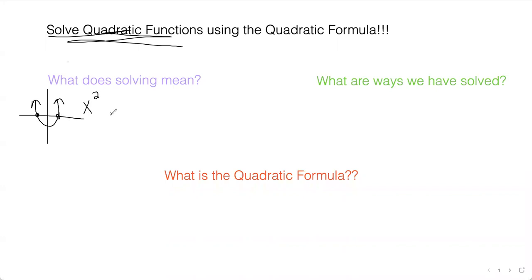Okay, and remember, there's 2 other options. You could have a parabola that only crosses 1 time, and it just sits right on the x-axis. So that has 1 solution. And then we could have a parabola, and it's not that it has no solutions, but it has no real solutions. Okay, so it looks like this. It doesn't cross the x-axis. It does have solutions. It's just imaginary. We haven't got there yet. We'll learn about that later. So this means solving is where does it cross the x-axis?